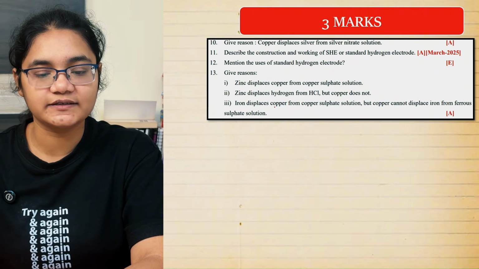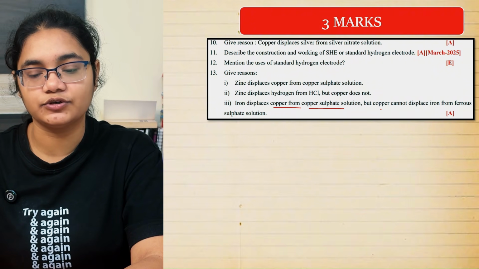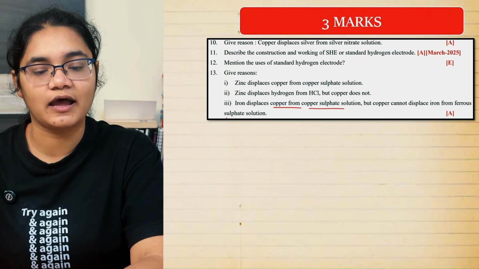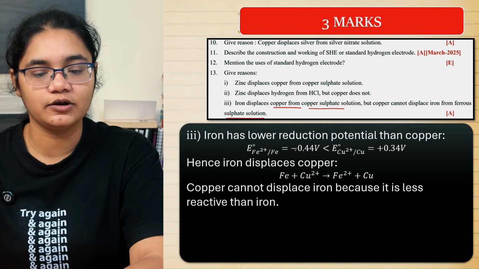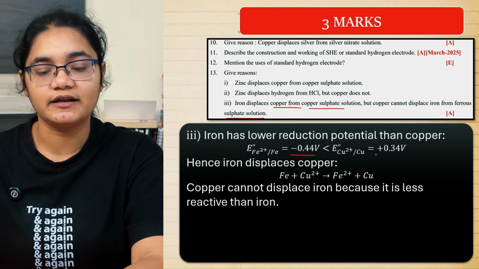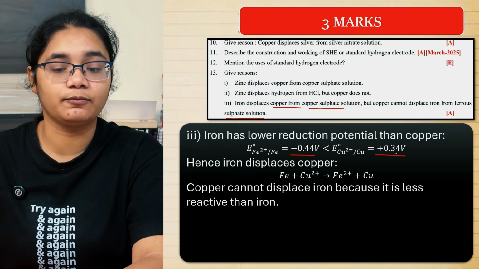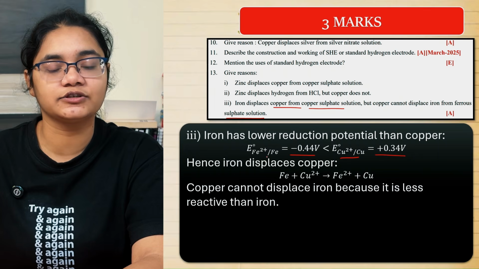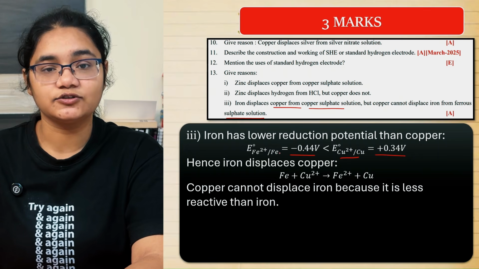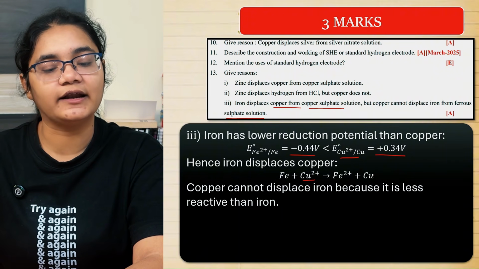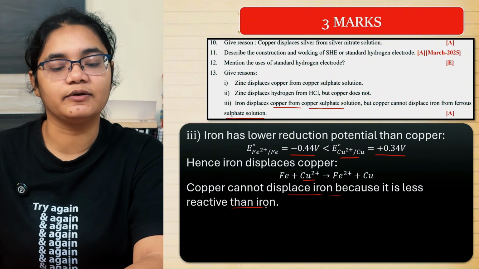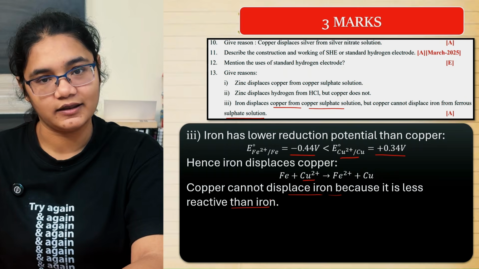Next, iron displaces copper from copper sulfate solution, but copper cannot displace iron from iron sulfate solution. Again, if you see, iron has a lower reduction potential of minus 0.44 volt, whereas copper has plus 0.34 volt. Means copper will undergo reduction, iron will undergo oxidation. So when iron undergoes oxidation, it will reduce copper. So copper will easily get displaced, and copper cannot displace iron because it is less reactive than iron.